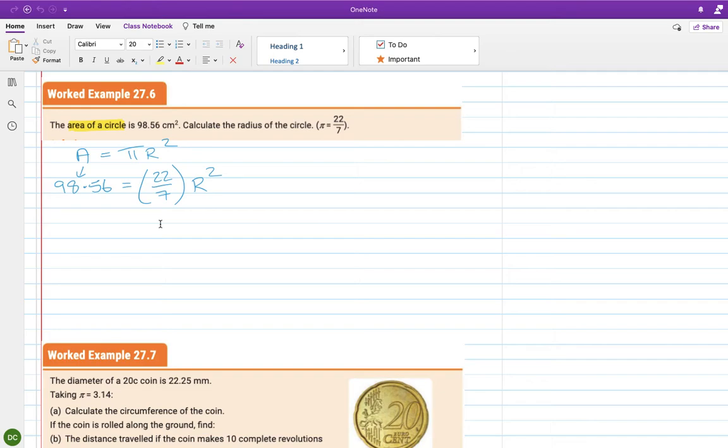We are trying to calculate r, so we need to isolate r. So that means we divide by 22 over 7 to get rid of the 22 over 7, and we do the same on the other side, 22 over 7. So calculator, fraction button in, 98.56 on the top line, and the bottom line is 22 over 7, and that gives me 31.36 equals r squared.